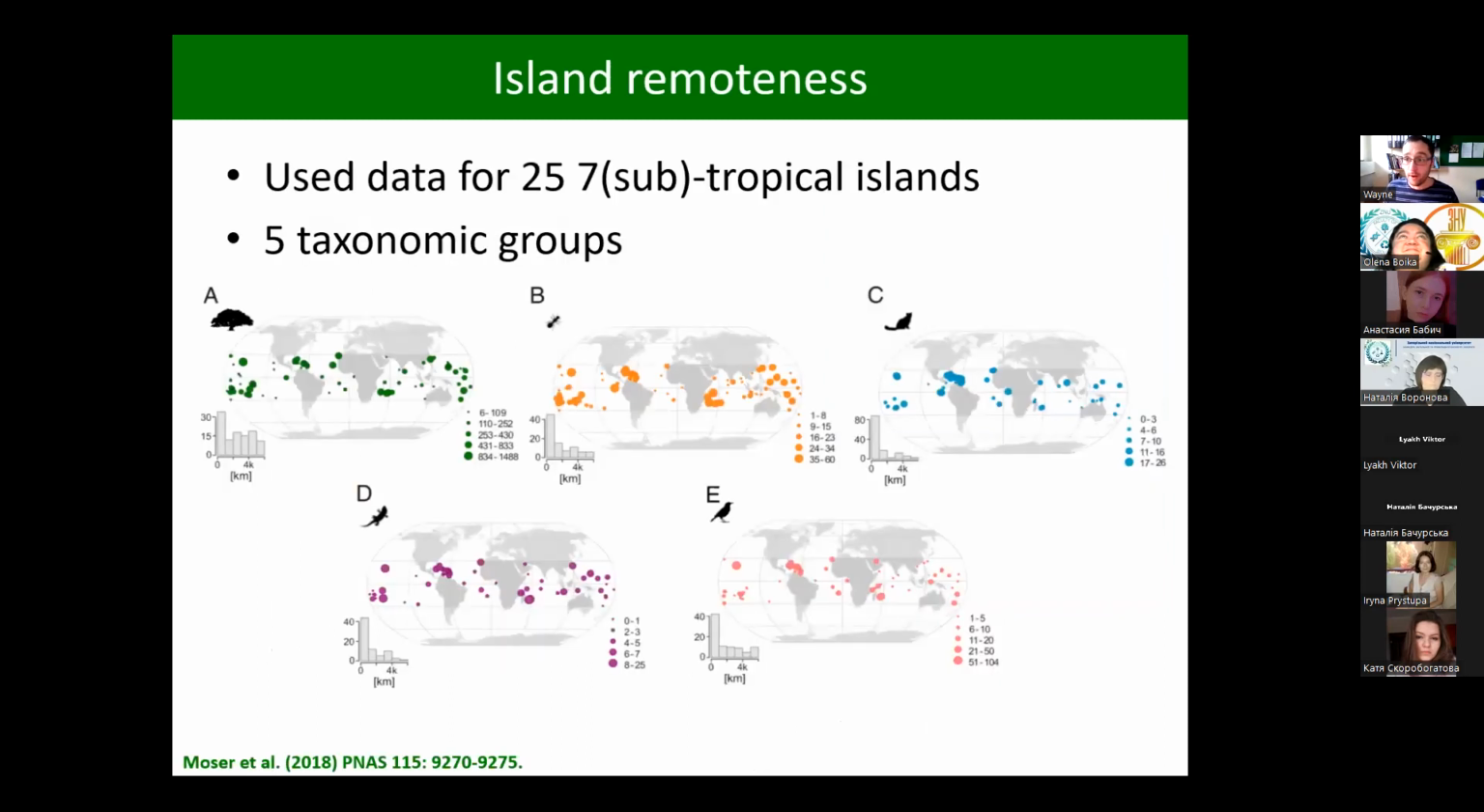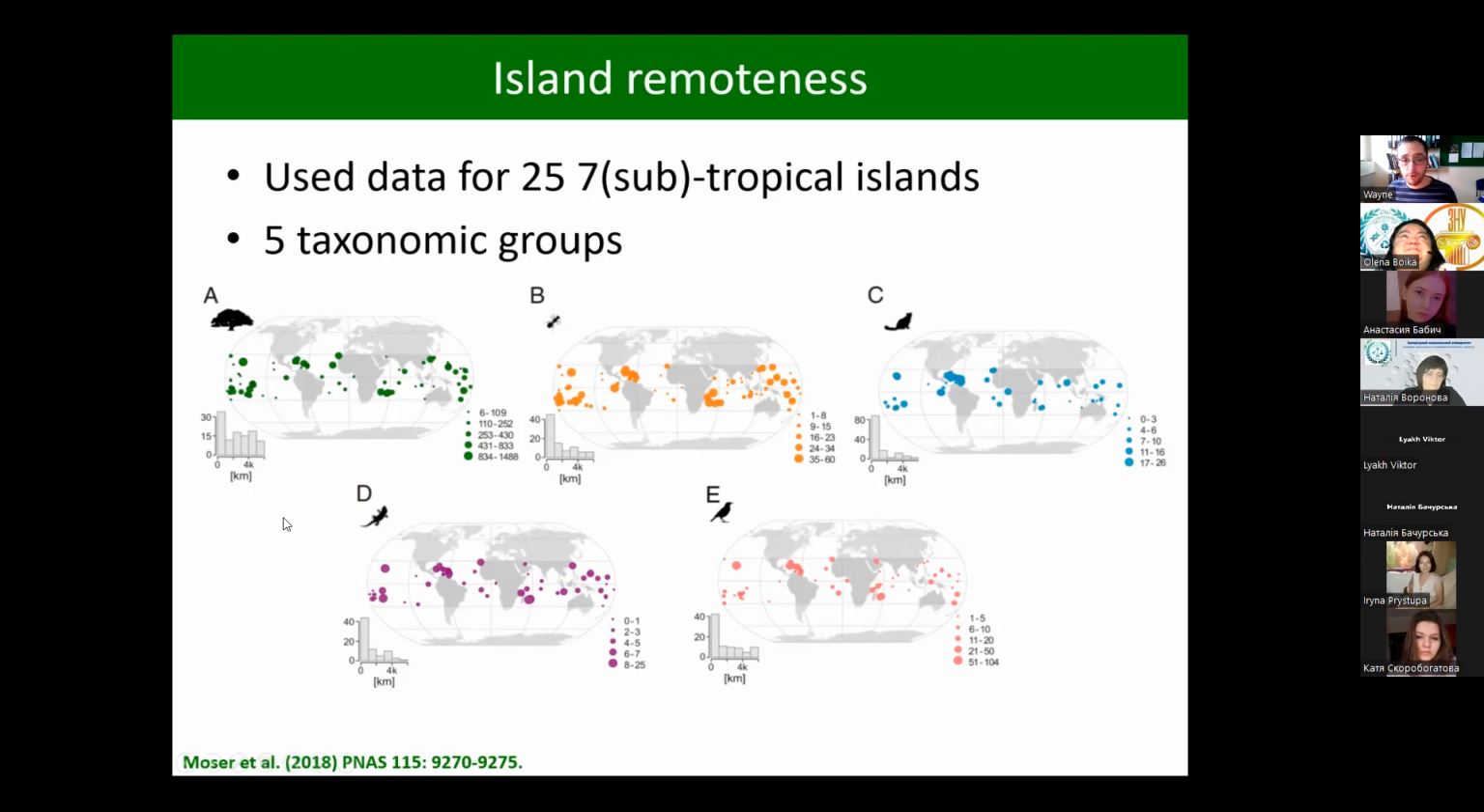So to try and understand how remoteness affects the number of natives versus non-natives, we use data for 257 tropical or subtropical islands, okay? So spread across the tropical belt. And the reason why we did that is because as you go towards the poles, islands tend to be closer to mainland regions. So you've got a confounding of climate with the level of remoteness. So to remove that effect, we just focused on the equatorial belt.